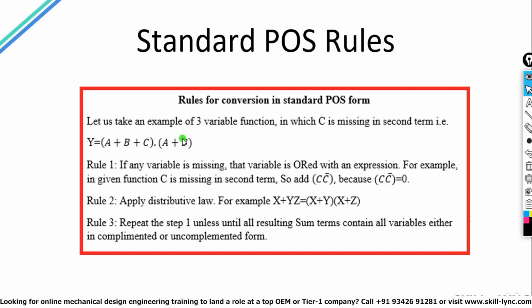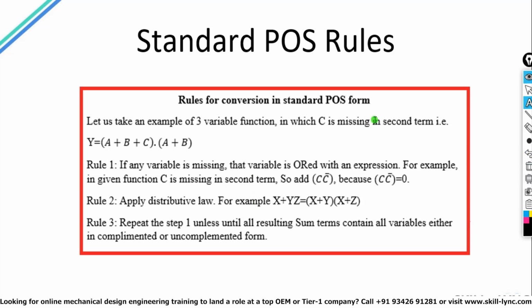Now what you will do, you will add the missing term times the complement of the missing term. See this, C C bar. Why C C bar? Because when I add C C bar to this, it is just like adding 0. If I add 0 here, it is the same thing. A plus B plus 0 is A plus B. So further you can write it as A plus B plus C into A plus B plus C C bar. So this is the case.